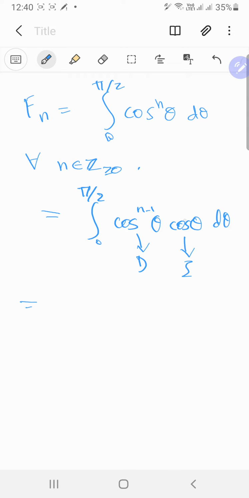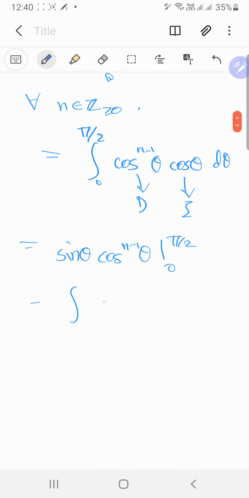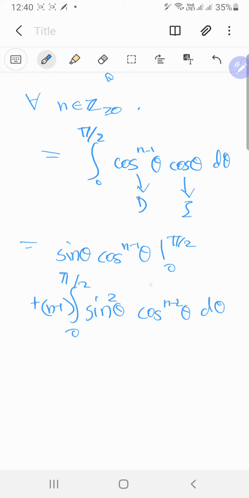Integrating cosine theta, you just get sine theta. So sine theta cosine power n minus 1 theta, from 0 to pi upon 2, and then minus the integral of sine theta times the derivative of cosine power n minus 1 theta. That's n minus 1, cosine power n minus 2 theta, and then the derivative of the inside function, cosine theta, which is minus sine theta. So positive sine squared theta d theta. Notice that the boundary term is actually 0, so ignore that.